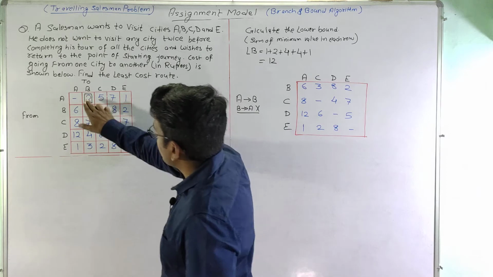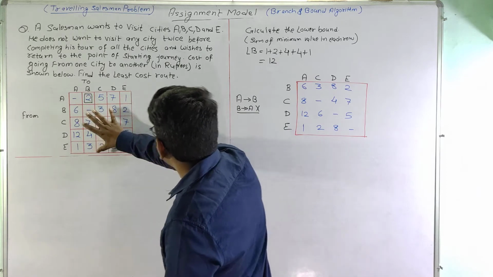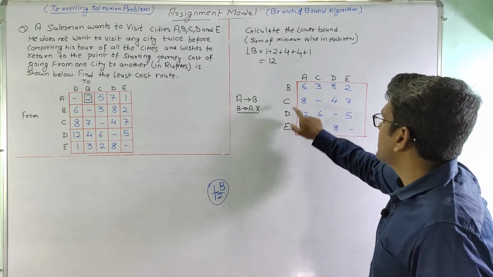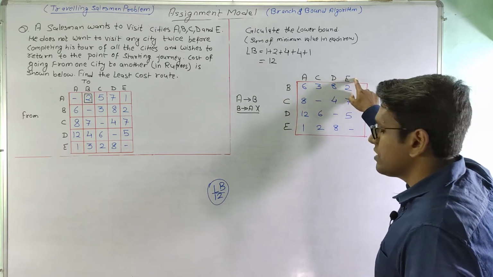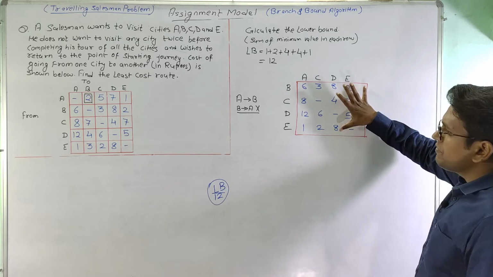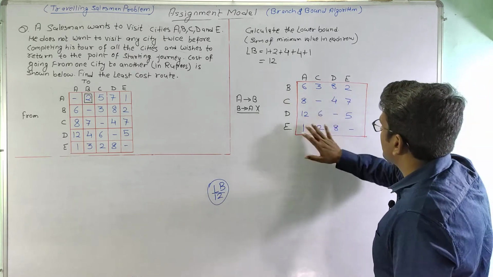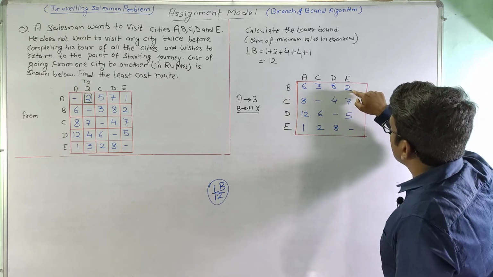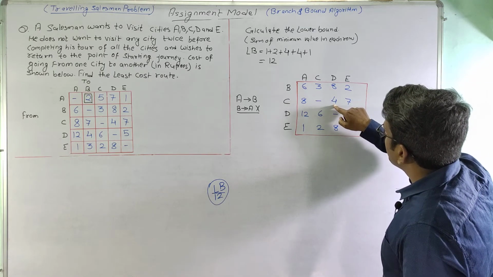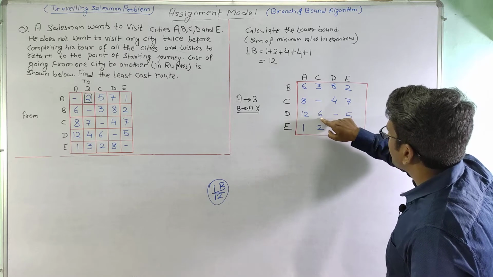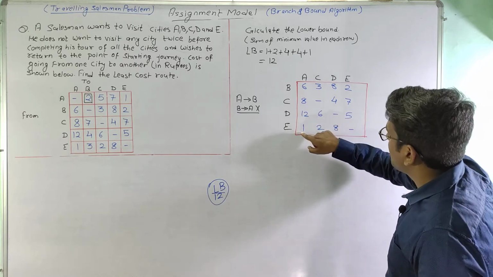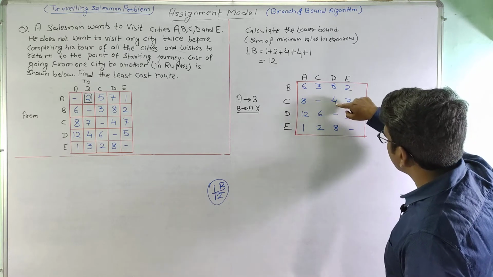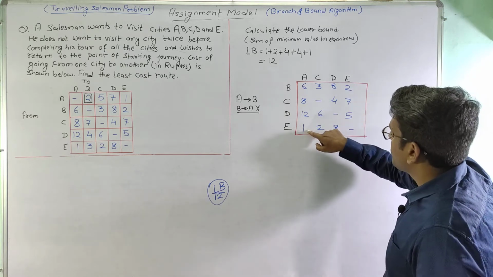Now after assigning this, our matrix has been reduced to a 4 cross 4 matrix with B, C, D and E, A, C, D and E. Now again we will calculate the lower bound for this particular position. So for row 1 here the minimum value is 2, here the minimum value is 4, here the minimum value is 5, here the minimum value is 1. So adding up all these, we will have 2 plus 4 is 6, 6 plus 5 is 11, plus 1 is 12.